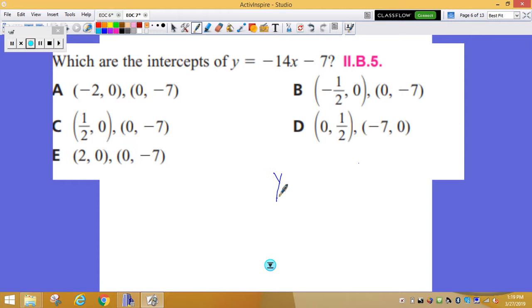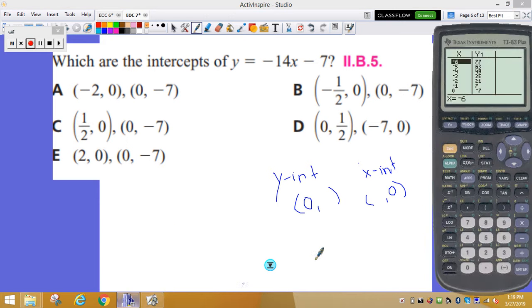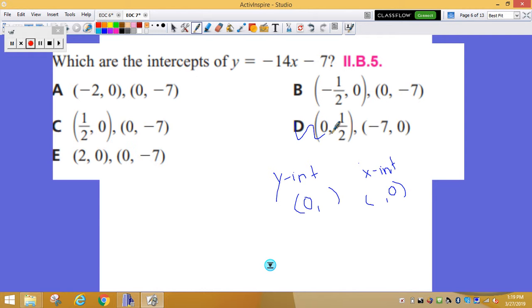Let's talk about this. Y-intercepts, the first number is always 0. X-intercepts, the second number is always 0. Okay? So you're going to need to know that. So I would probably write that down in your notes. So this is my y-intercept at 0, negative 7. Well, that could be it, that could be it, that could be it, that could be not it. Yes, it could be, and this one is not it. So that rules out D.